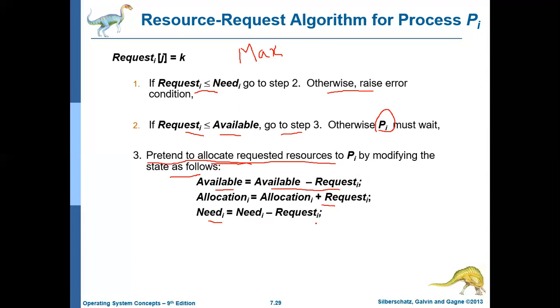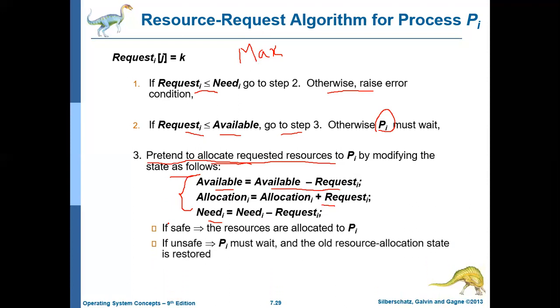After making these changes in these states, the operating system should check whether this is a safe state or not. It has to check whether, after making these changes, the system will be in a safe state. If it will lead the system to a safe state, then you allocate the resources that were requested by Pi to Pi.